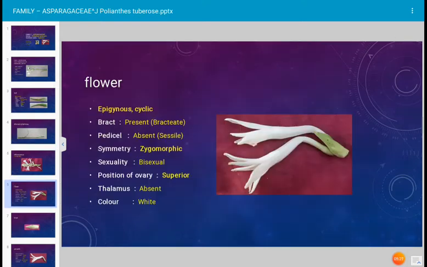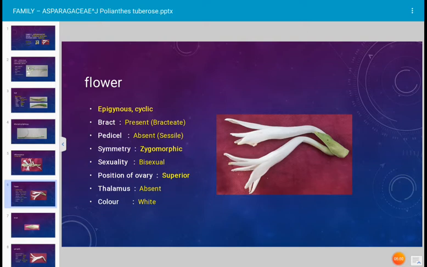Next, this is the flower of Polianthes tuberosa, family Asparagaceae. The flower is epigynous. What is an epigynous flower? A flower having a cup-shaped thalamus. The ovary is situated at the basal region of the cup. That is, in an epigynous flower, the receptacle encloses the carpel so that the other floral parts arise above the carpel. Such a type of flower is described as an epigynous flower.